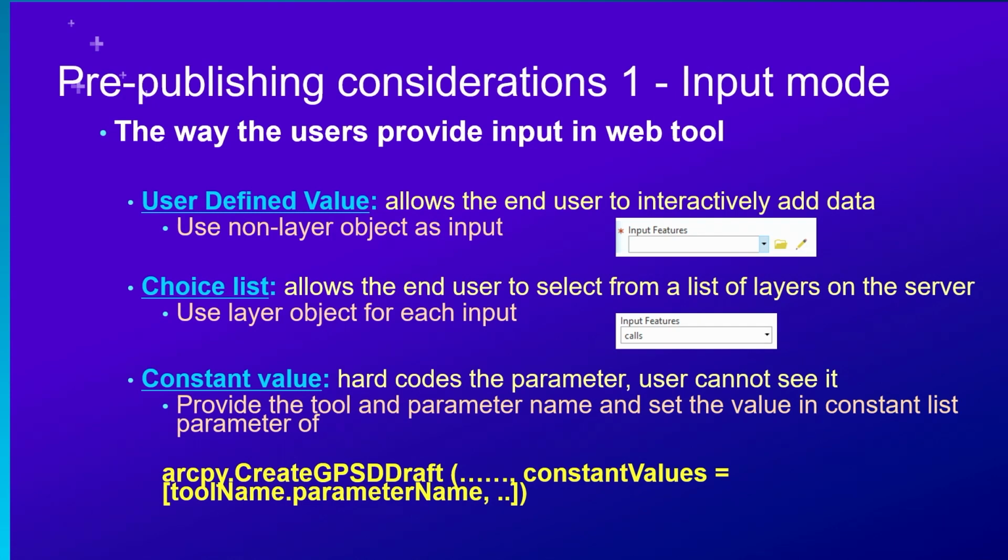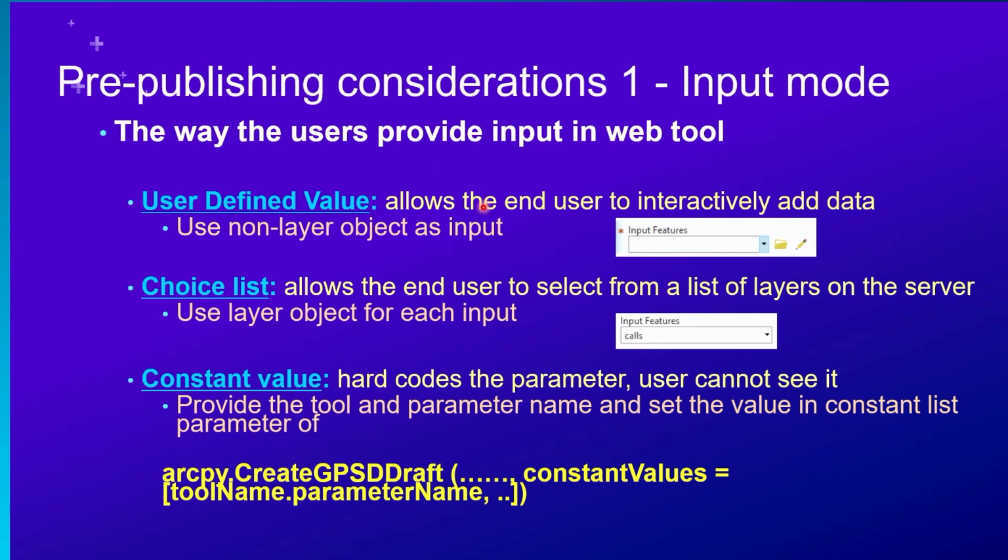Now, when you publish from the GUI, you do have these 3 options to choose from. But running from the script tool, there's no such GUI allowing the user to choose. It all depends on how the users provide the input initially before running the tool. Now, let's see how it works, using feature as an example.